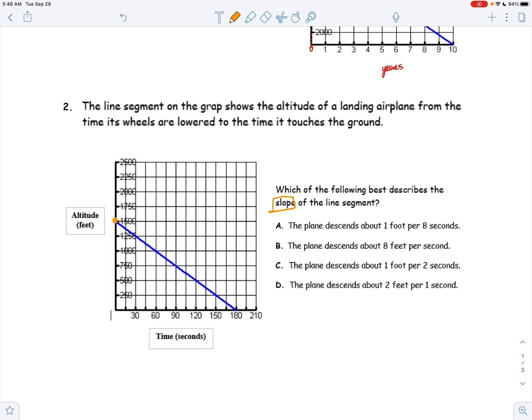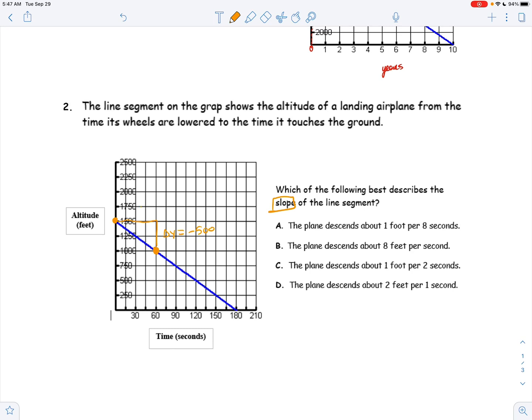Well, we're going to do the same thing we did in problem number 1. We need to find 2 points. It's pretty easy to see the initial, which is 1,500. All right. But after about 60 seconds, we can clearly see that the height is 1,000. Notice we're in seconds. So 60 seconds is a minute. And in 60 seconds, it looks like the altitude decreases by 500. So the change in y is negative 500.